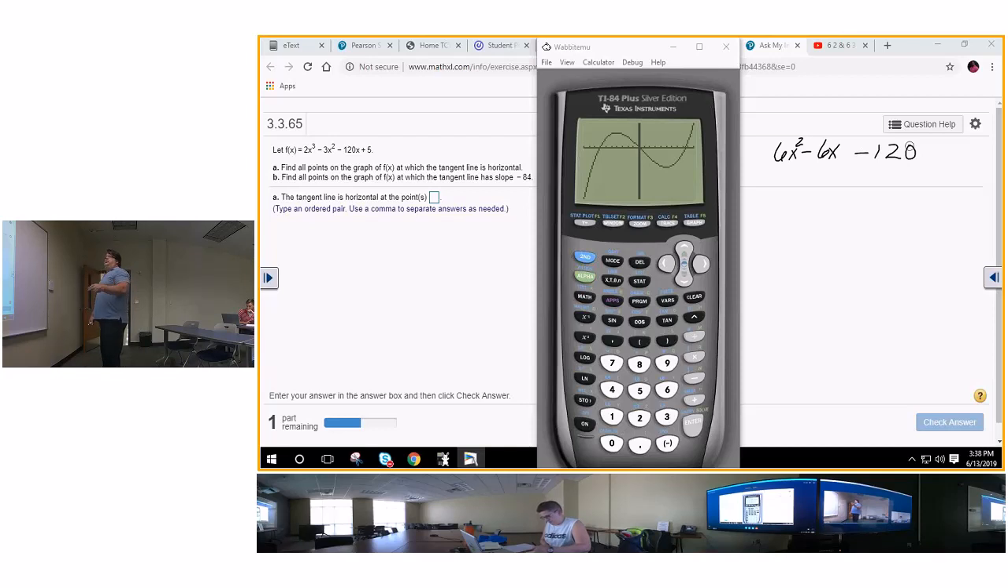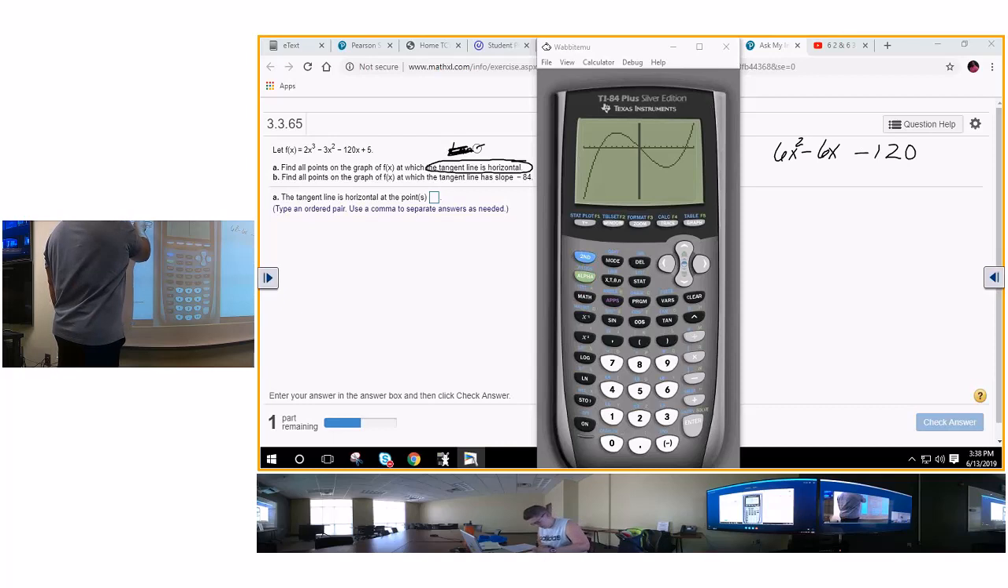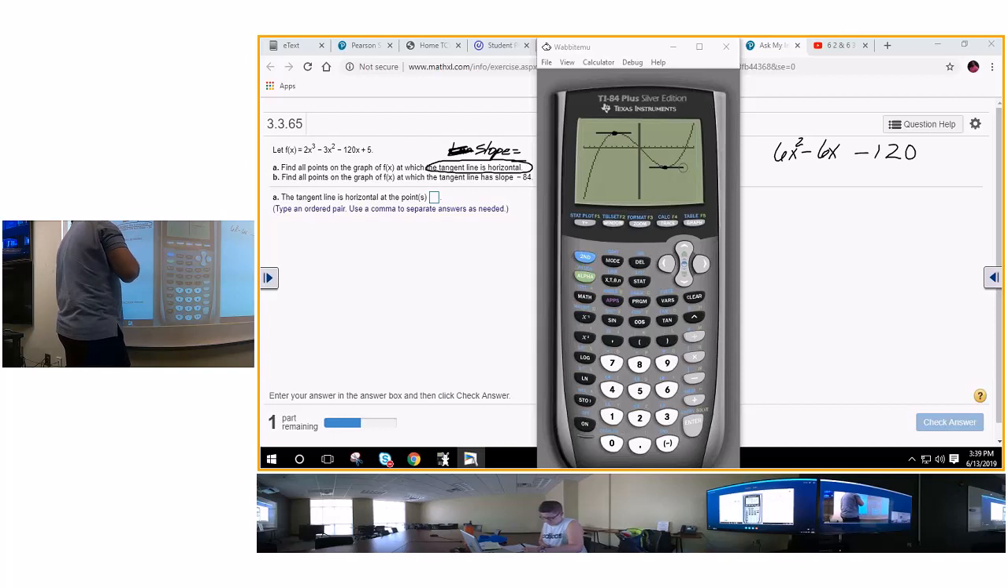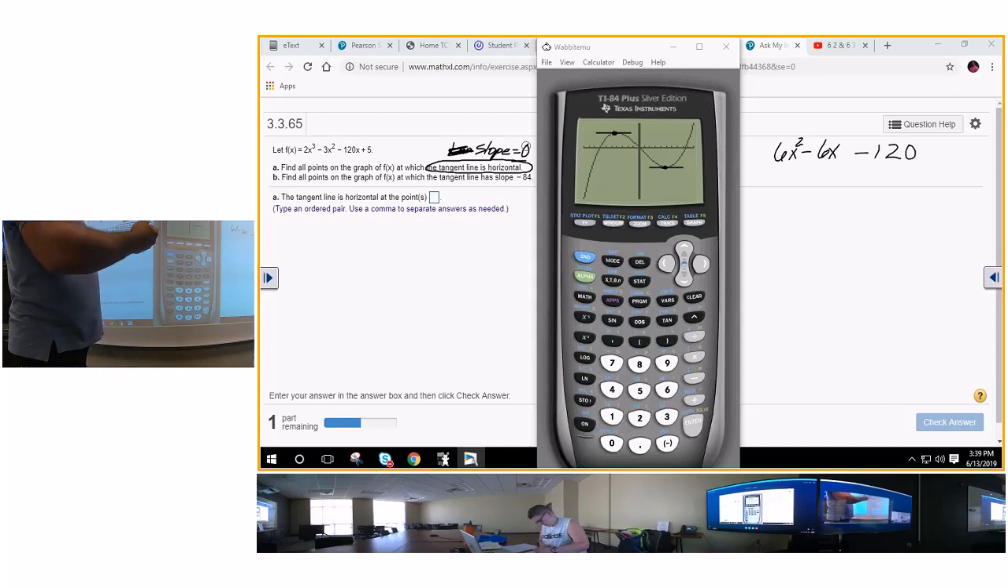So what do we do when we want to find the vertex? Well, what is the vertex? The slope is equal to what? What did I tell you the slope is equal to at each vertex? I told y'all this in class. What is the slope at the vertex? 0. So if I wanted to find where the slope of the tangent line is equal to 0, what would I set the first derivative equal to? 0.